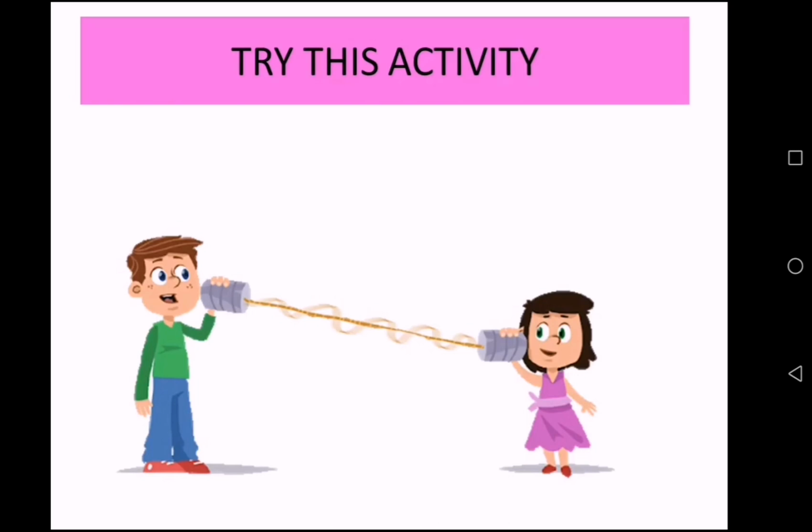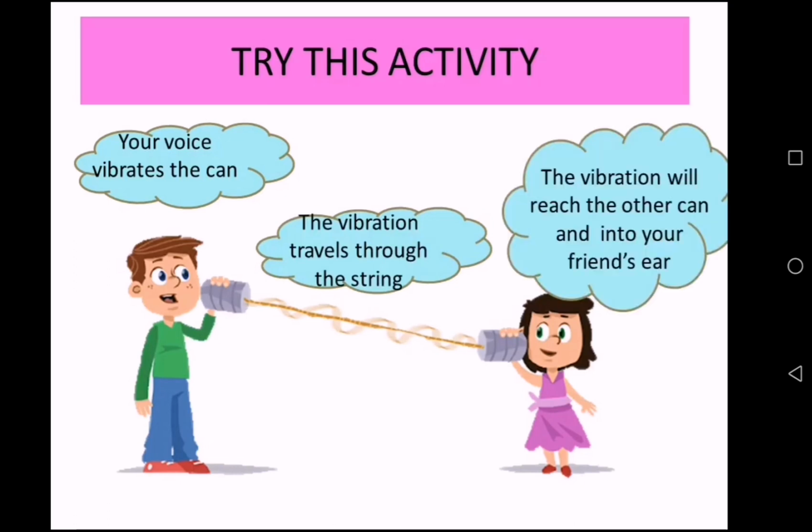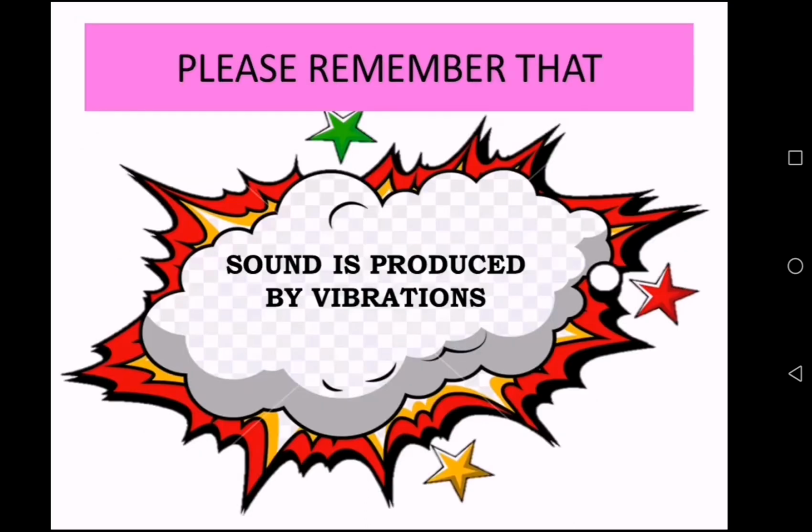You can also try to make your own tin can telephone by using tin cans and string or thread, but make sure the string is straight and tight so the string can vibrate. The vibration from your voice will vibrate the tin can. Then the vibration from the can will travel through the string to your friend's can and ear, so your friend can hear your voice. So please remember that sound is produced by vibrations.